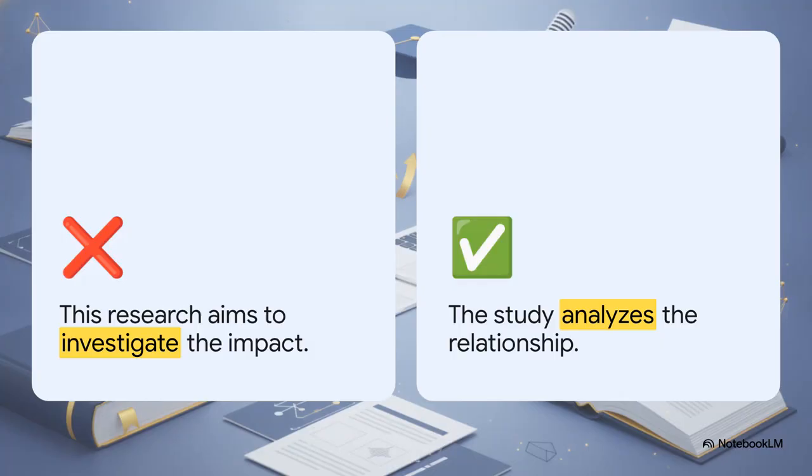Okay, let's compare a basic concept with its academic upgrade. A standard sentence might say, "This research aims to investigate the impact of technology on education." Now, that's fine, but it's pretty basic. Now listen to the significantly improved formal version. Using survey data, the study analyzes the relationship between technology use and students' academic performance. I mean, wow, the difference in quality there is just striking.